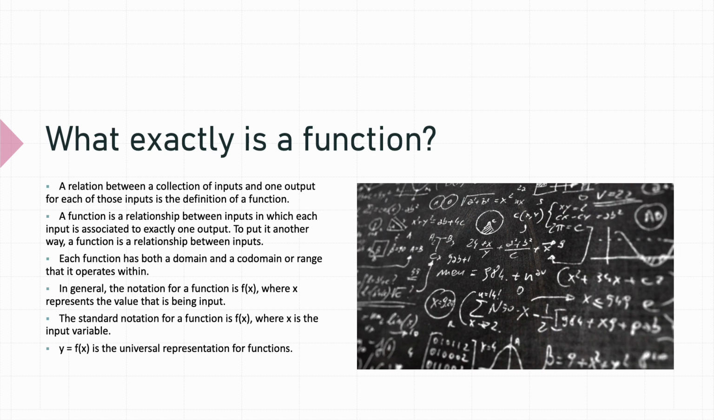Each function has both a domain and a codomain or range that it operates within. In general, the notation for a function is f of x, where x represents the value that is being input. The standard notation for a function is f of x, where x is the input variable. Y equals f of x is the universal representation for functions.